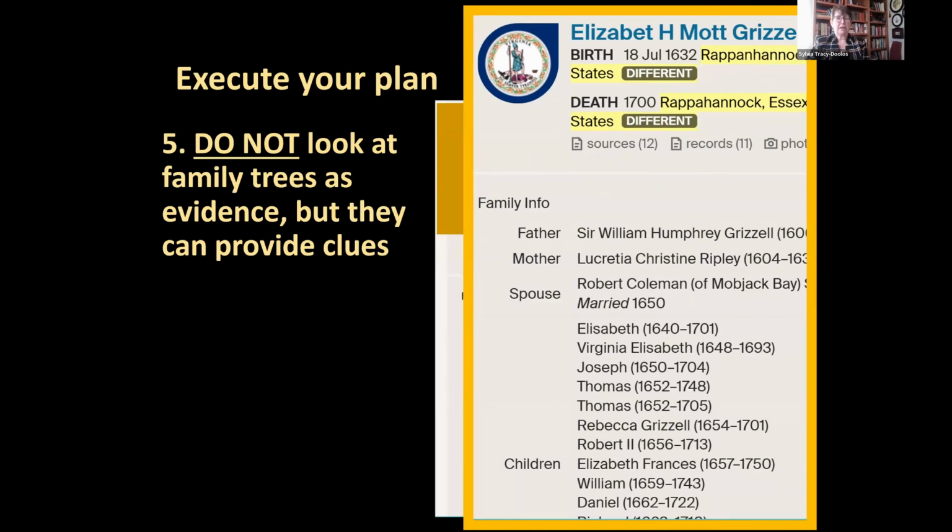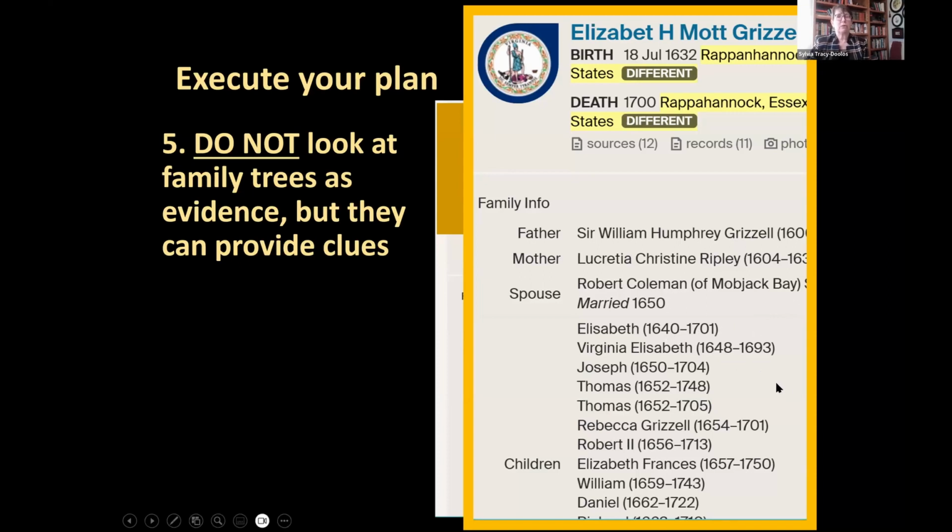The parents' birth ages are about the right age to be the parent of a child this age. But remember, I'm looking at Elizabeth Mott Grizel, or I'm just searching for Elizabeth Grizel, born in 1632. And we have another Elizabeth in this tree, born in 1640. That's maybe who they're matching me up with. I know that 1640 is not the right date, but they could have a little mistake there.